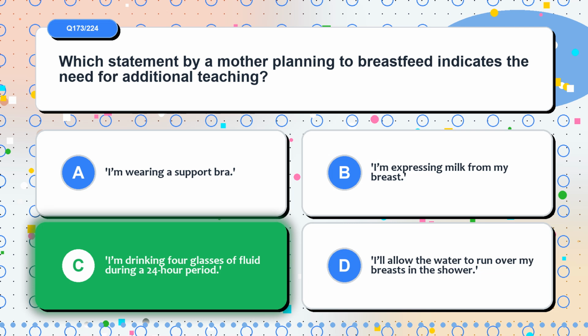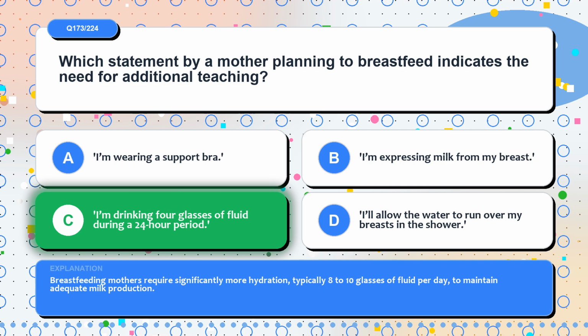The correct answer is option C. I'm drinking 4 glasses of fluid during a 24-hour period. Breastfeeding mothers require significantly more hydration, typically 8 to 10 glasses of fluid per day, to maintain adequate milk production.